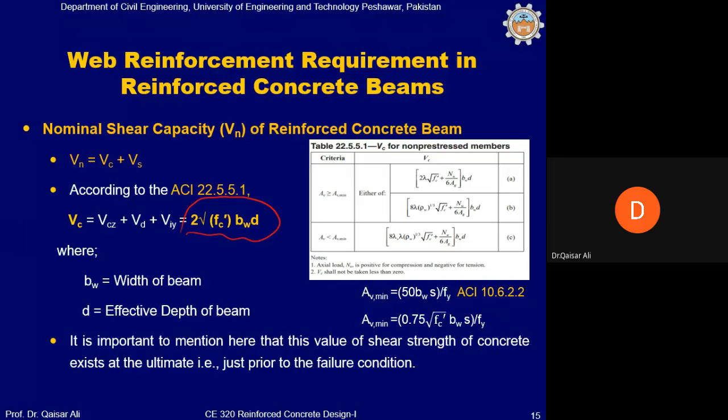Now I'll ask you to calculate the shear capacity of a beam only due to concrete with the help of this equation, for fc' equal to 3000 psi and b equal to 12 inch and d equal to 18 inch. Please quickly calculate this. In order to convert the value of shear capacity into kip, please divide this value, whatever is obtained from the equation, by 1000.